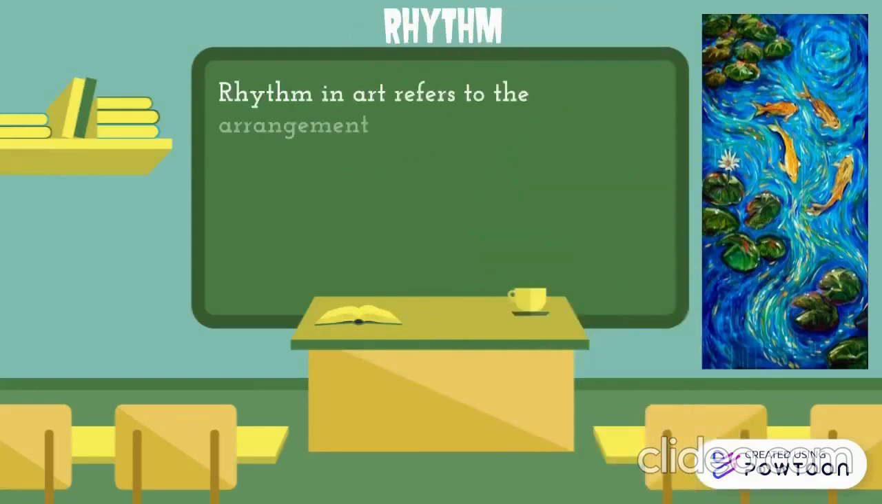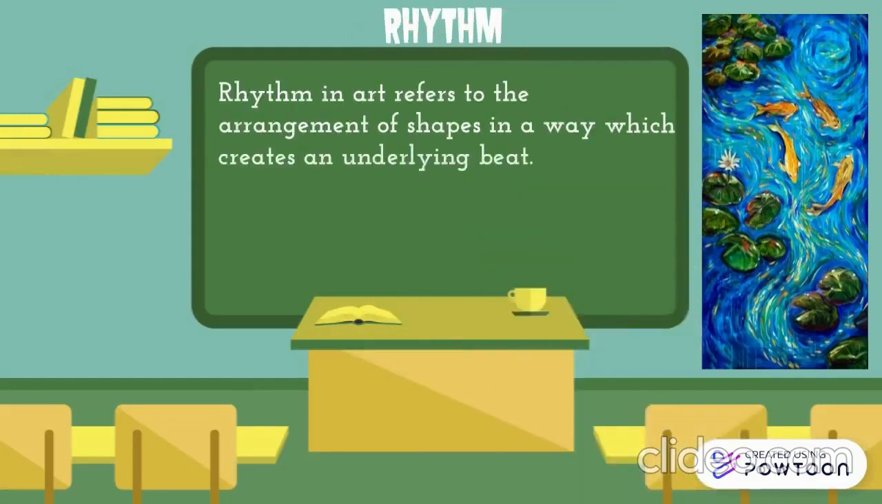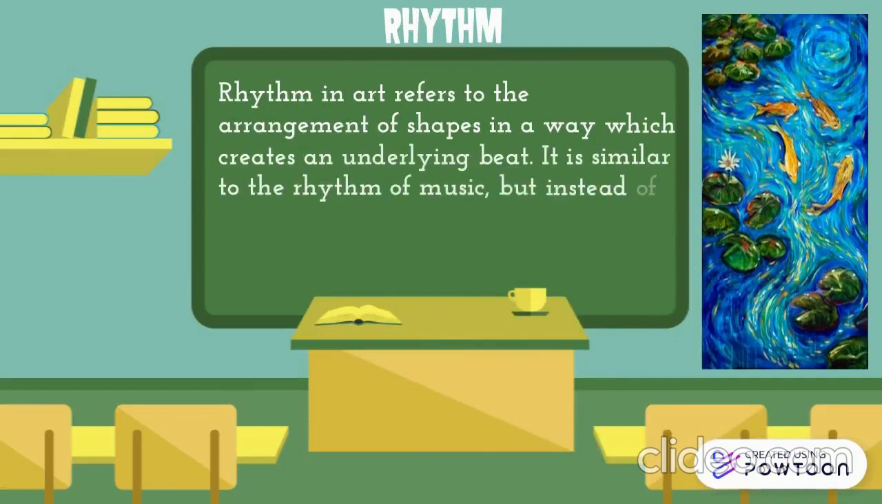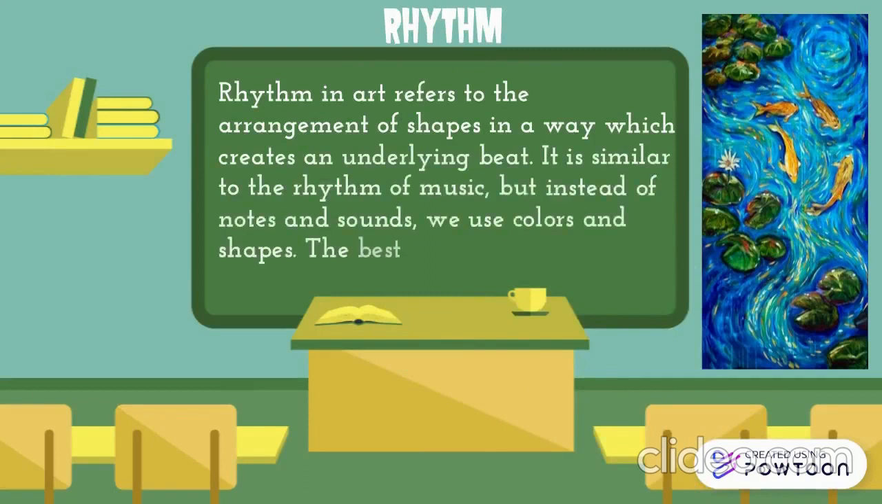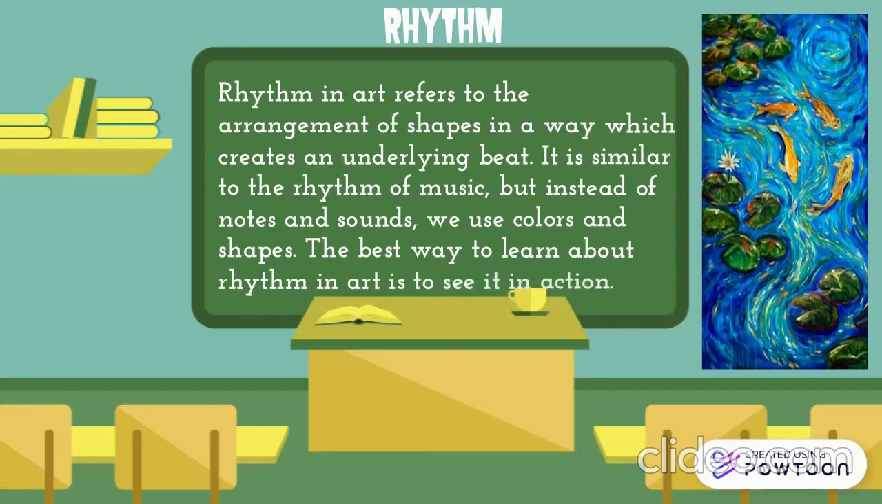Rhythm in art refers to the arrangement of shapes in a way which creates an underlying beat. It is similar to the rhythm of music, but instead of notes and sound, we use color and shapes. The best way to learn about rhythm in art is to see it in action.